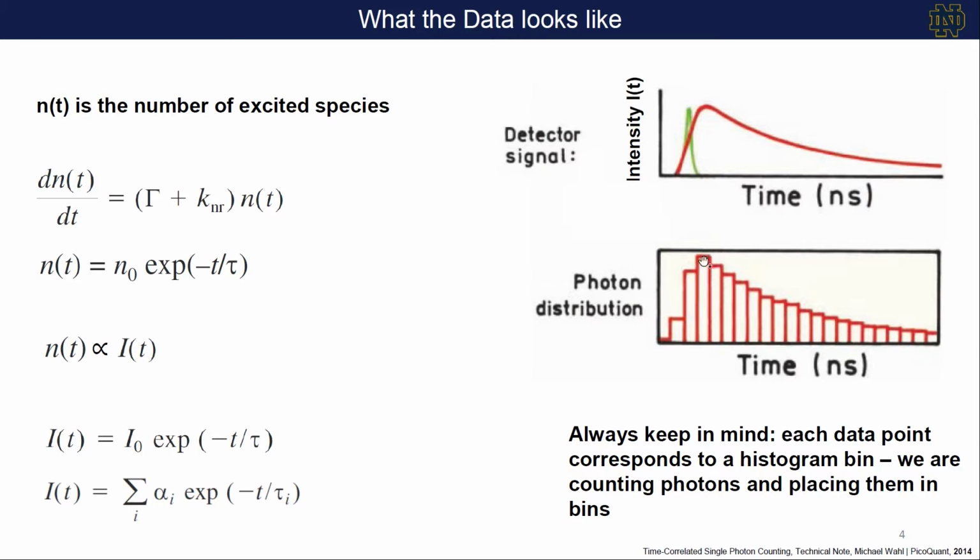Typically we stop collecting once the highest histogram point reaches a level like 10,000 or something like that. But again, if you're looking at these decay traces, always realize that each one of these points corresponds to an actual histogram of collected photons that came in at a certain time point. It's always important to have that in the back of your mind when looking at this data.